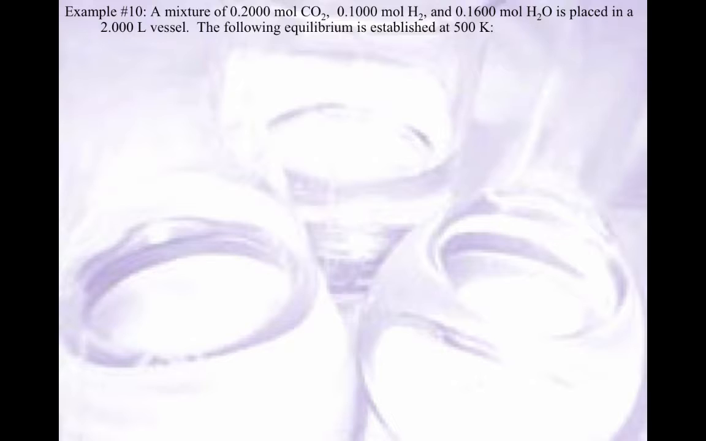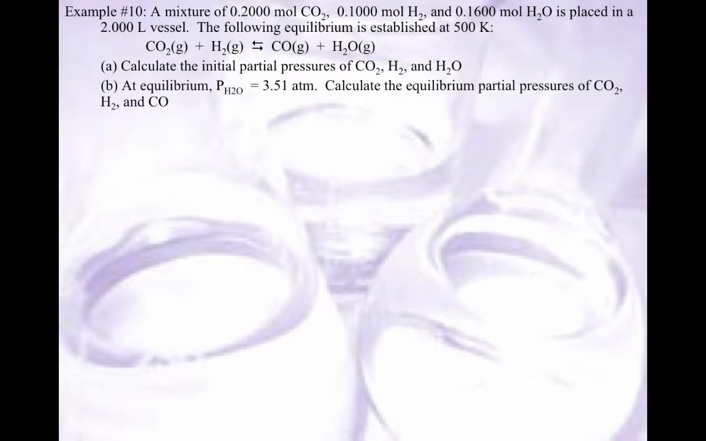So the final example, example 10, says a mixture of 0.2 moles of CO2, 0.1 moles of H2, and 0.16 moles of H2O is placed in a 2-liter vessel. The following equilibrium is established at 500 Kelvin. Okay, so here is our equilibrium. Part A says calculate the initial partial pressures of CO2, H2, and H2O. B says at equilibrium, the partial pressure of H2O is 3.51 atm. Calculate equilibrium partial pressures of the other three. And then part C says calculate Kp.